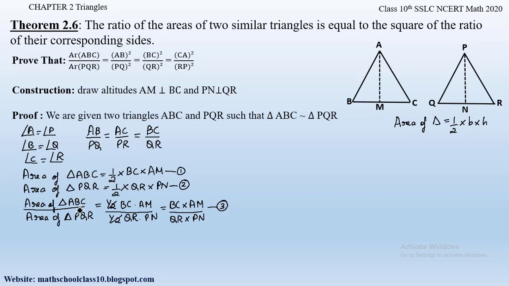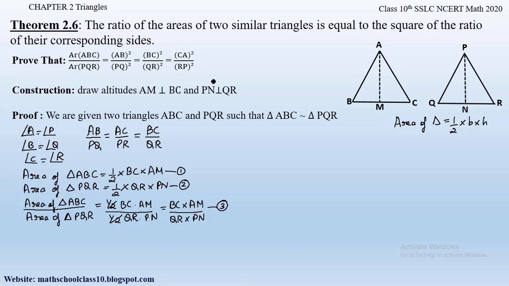So now we have got the left hand side of what we have to prove, but on the right hand side we have this ratio, that is BC by QR into AM by PN. Okay, so we have to change this AM by PN such that we get any of these sides.